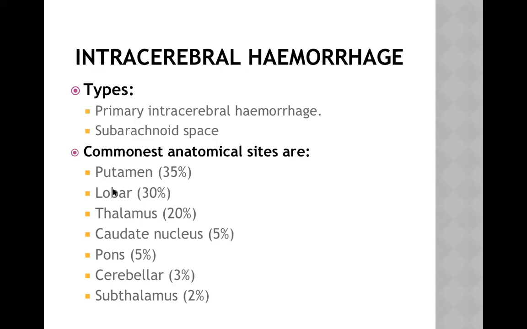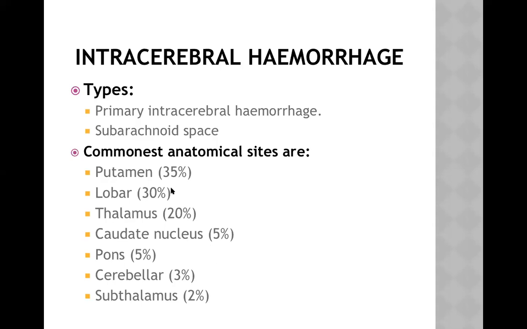Lobar means the cerebral hemisphere itself. Thalamus, caudate nucleus. You don't need to remember the percentage for everything. Which is more common, just remember that only. Pons, cerebellum, as well as subthalamic nucleus. So these are the common anatomical sites.